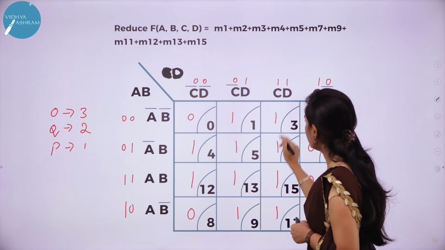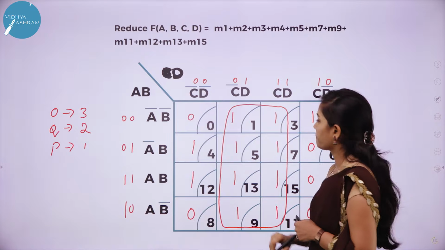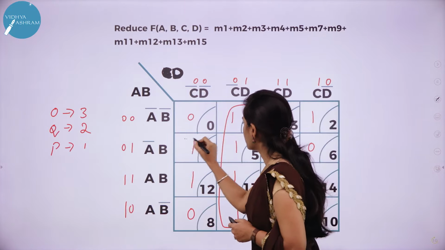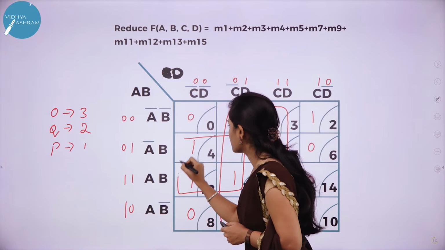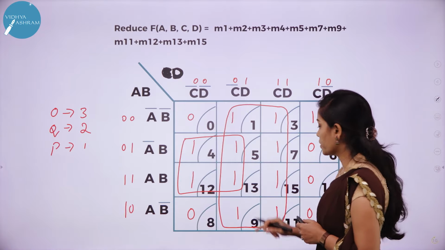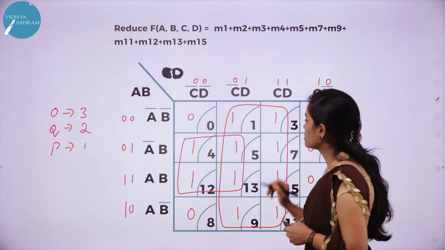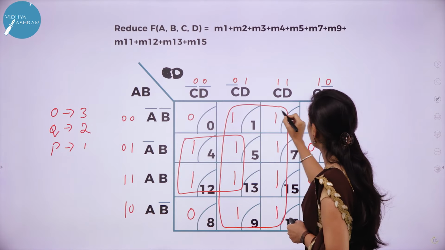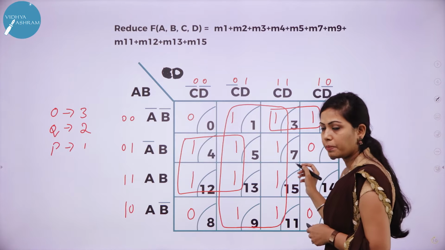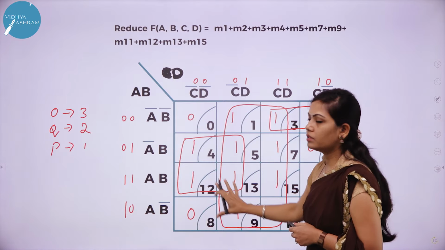Is there any octet? Yes, we have an octet, adjacent ones. Next preference to quad. Is there any quad? Yes, we have 4 ones. Is there any other quad or octet? No. Next preference to pair. Here we have only a single one, so we have to cover this one also. So I will make this a pair. Is there any other pair, octet or quad? No. So we have covered all the ones.